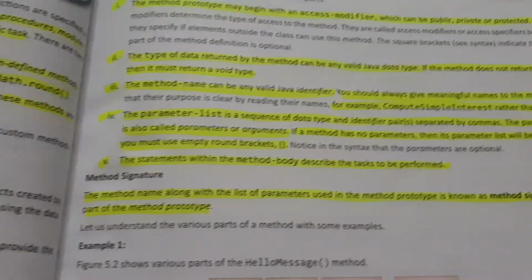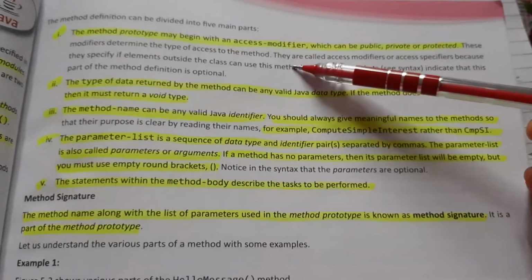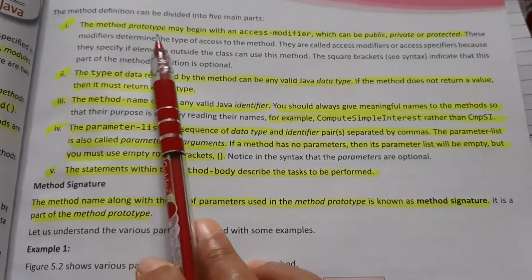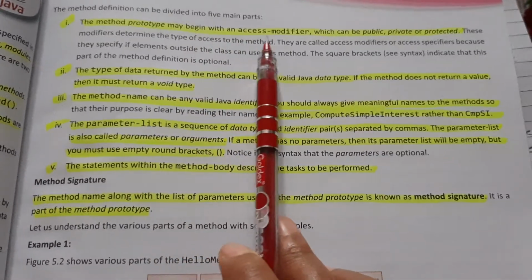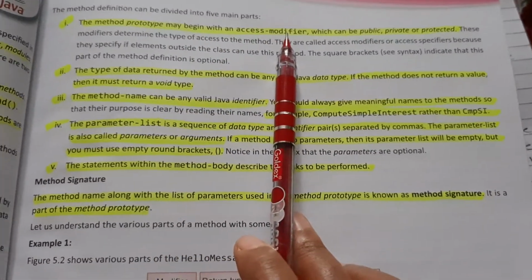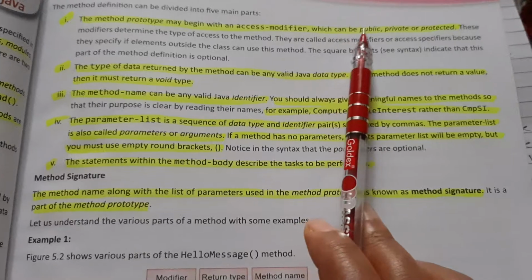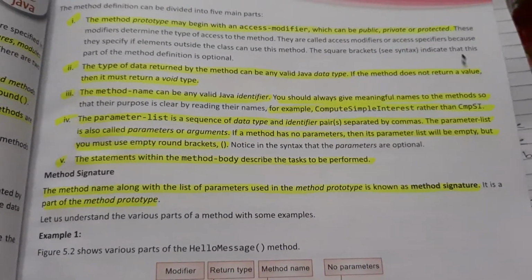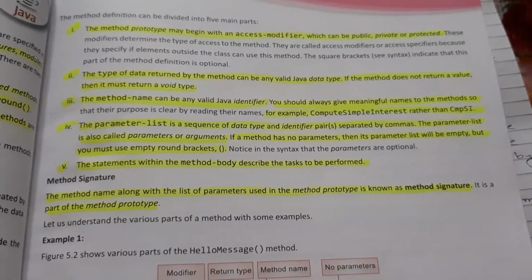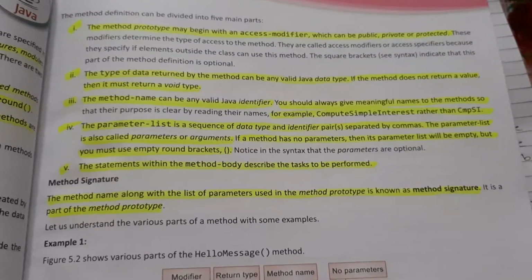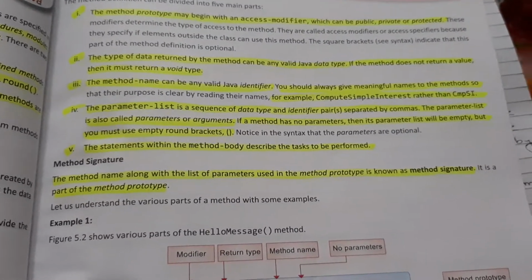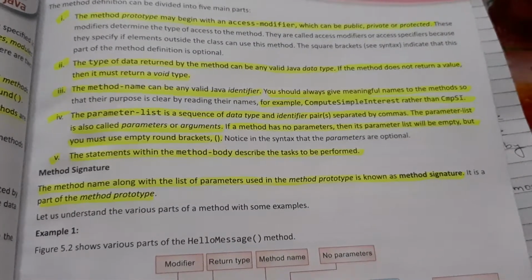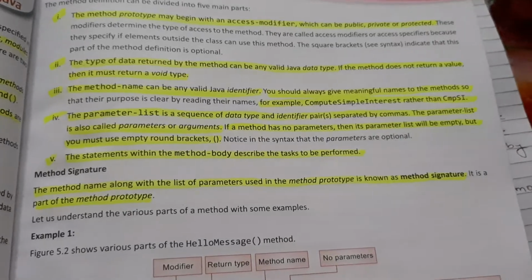A description is given here. What do you mean by method prototype? The method prototype always begins with the access modifier. What is this access modifier? Access modifiers are public, private or protected. You can use public, private or protected. Public means that if you use the access specifier as public, you can access that particular method anywhere in the class.